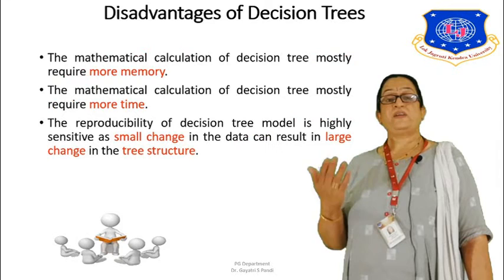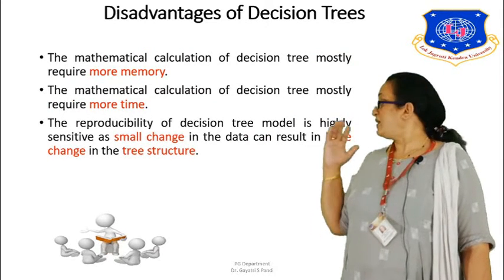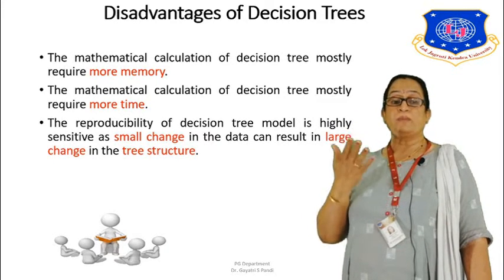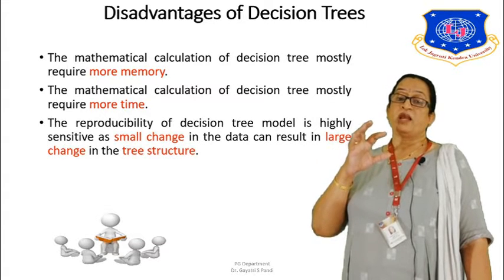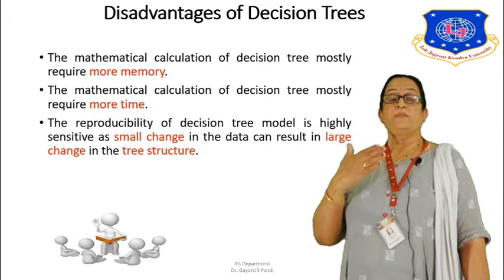Now, as we have advantages, we also have disadvantages of decision trees. The mathematical calculation involved in a decision tree requires more memory, and it also requires more time. This is where such algorithms might suffer, because they need more memory and more time.